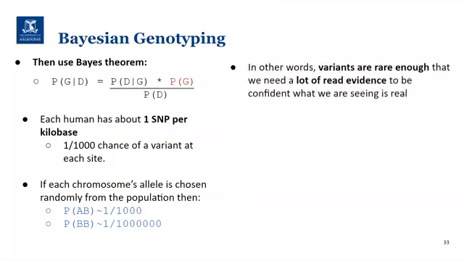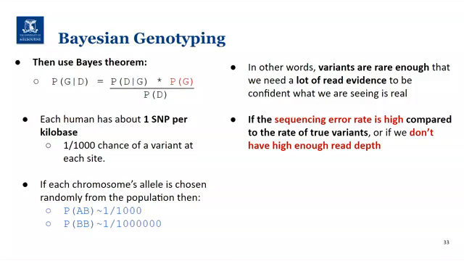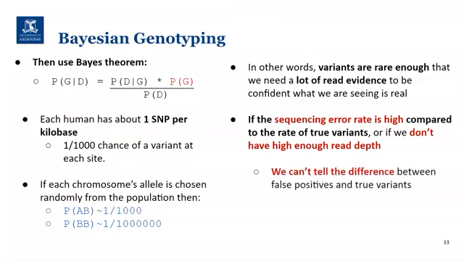So in other words, variants are rare enough that we need a lot of read evidence to confidently say that what we're seeing is real. And if we have a sequencing platform for which the sequencing error is very high compared to the true rate of variants, we basically will not have enough data or enough depth to say it. And in that case, we can't really tell the difference between false positives and true variants. So having good quality data is extremely important to call variants. Otherwise, you won't have enough evidence. You won't be able to tell the difference. Okay? And that's the basic principle of variant calling.